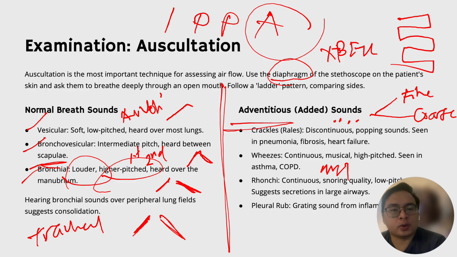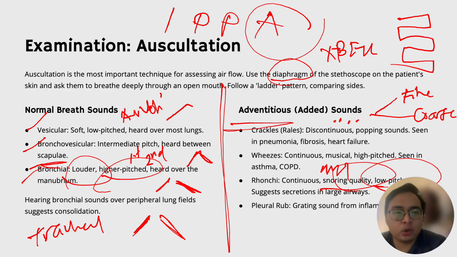There are also rhonchi. The usage varies depending on the clinician, but many clinicians refer to it as a sound that varies depending on the secretions in the airway. It's snoring in quality and low-pitched.